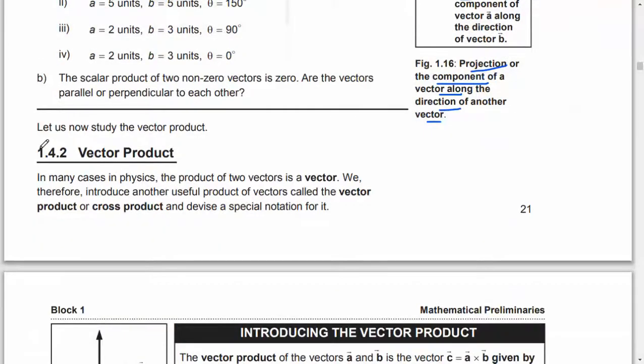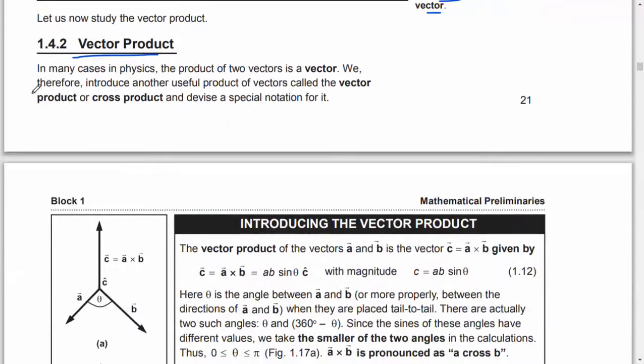Let us now study the vector product. Vector product. In many cases in physics, the product of two vectors is a vector. We therefore introduce another useful product of vectors called the vector product or cross product, and devise special notations for it.